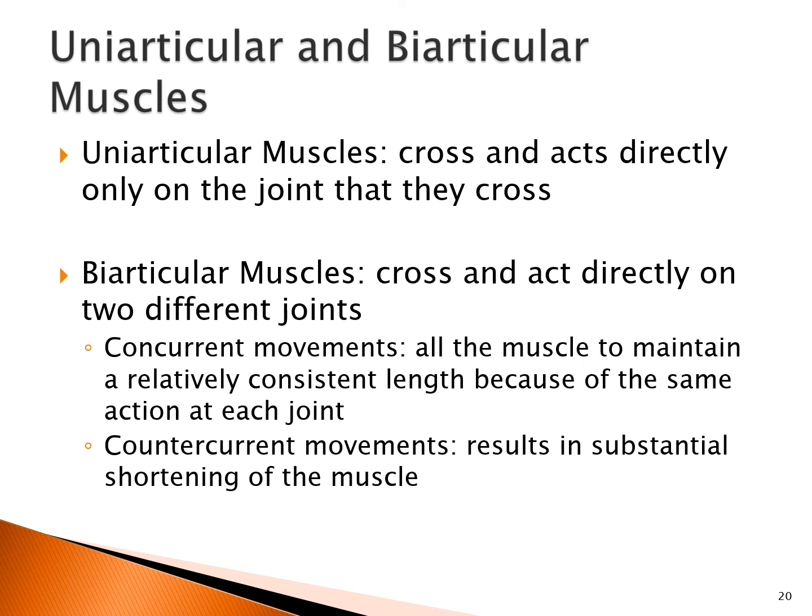With concurrent movements, I'm going to have one of the joints contract and the other one lengthen. So for example, this could be hip flexion and also knee flexion. At hip flexion, we have shortening, but at knee flexion, we have lengthening. So the muscle maintains a relatively consistent length. It could be the opposite as well. We could have knee extension and hip extension at the same time. So now we have shortening at the knee and lengthening at the hip, and this will cause the muscle to maintain a relatively consistent length.